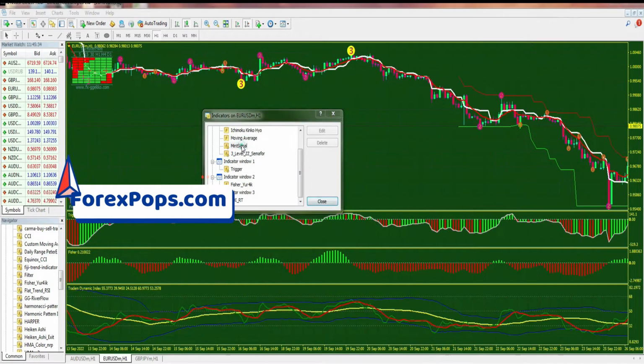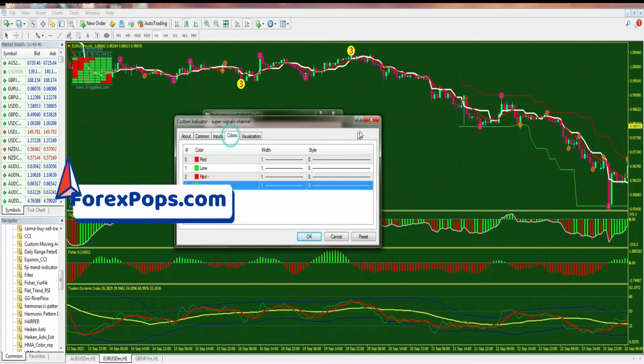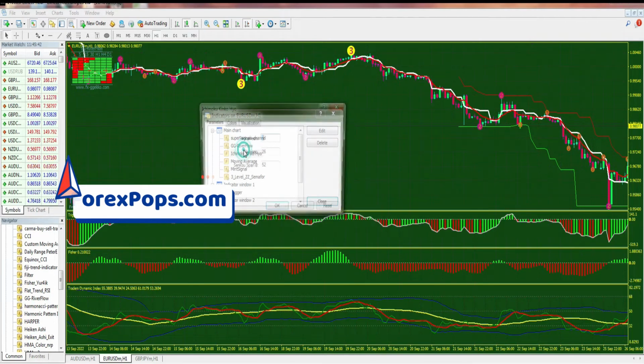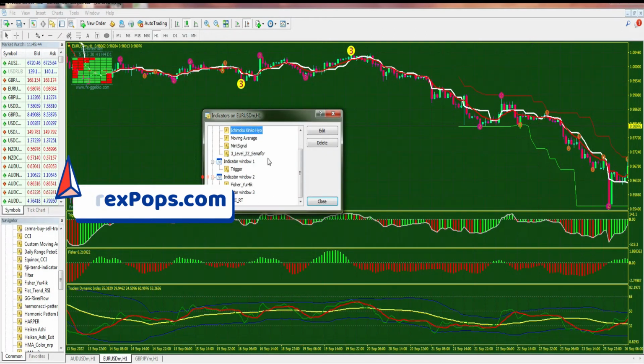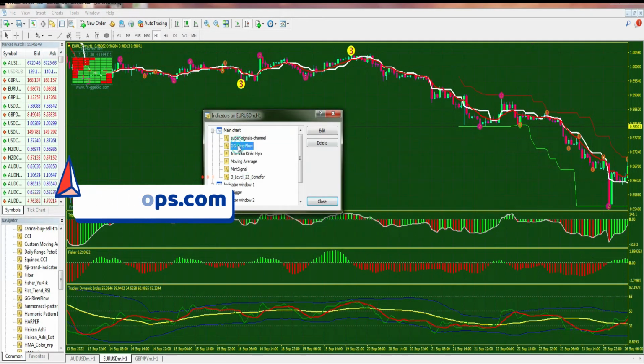Ichimoku is a leading indicator that has multiple lines. There are several strategies to use it to find entry and exit points. For example, a bullish point can be found when the price moves above the Ichimoku cloud. A sell trade, on the other hand, is found when the price moves below the cloud.